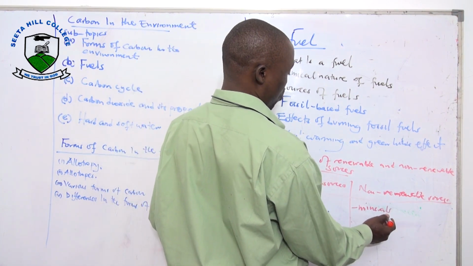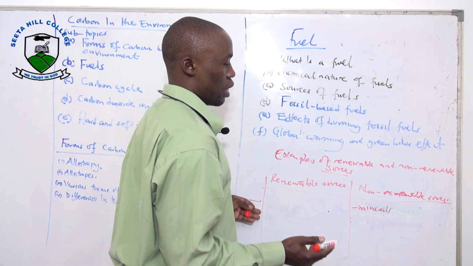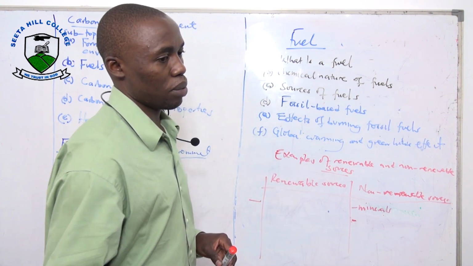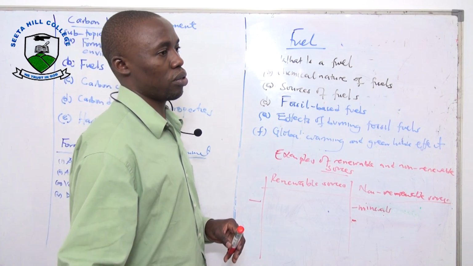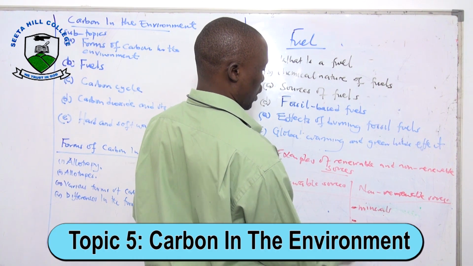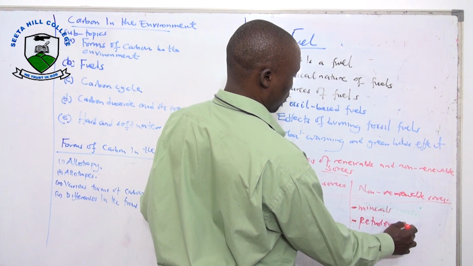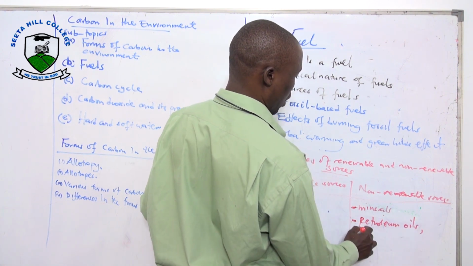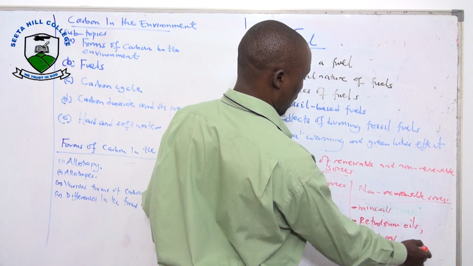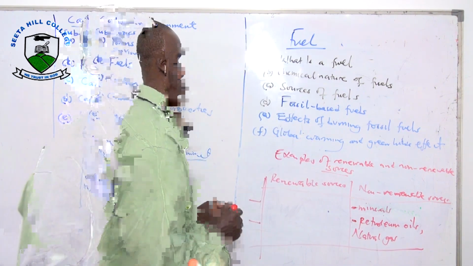Under here we shall put it because we shall have coal there. Minerals like what? We shall include the minerals because we can access coal underground. Yes, petroleum, oils, natural gas. Yes. I want you to go on Google.